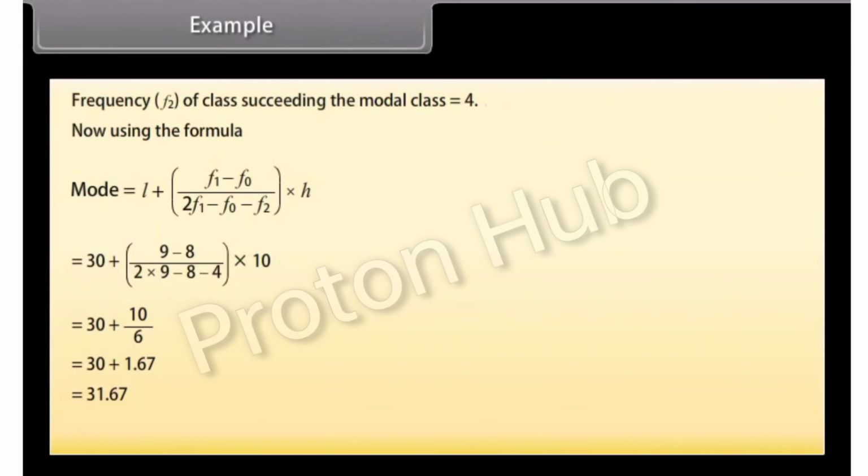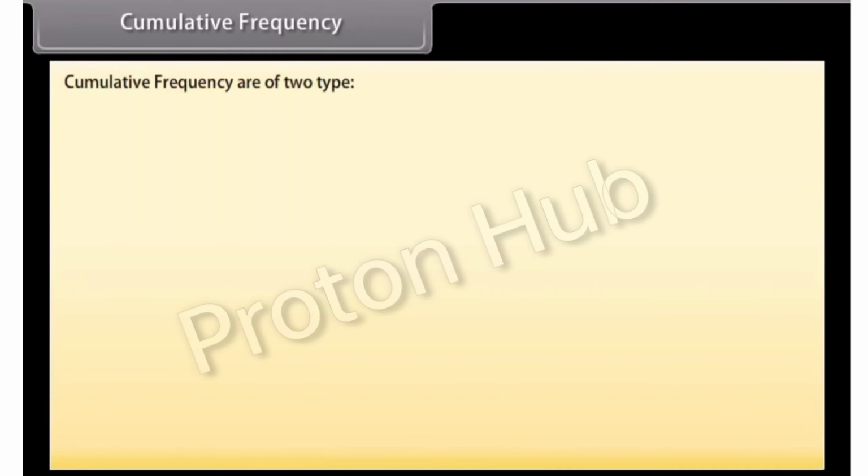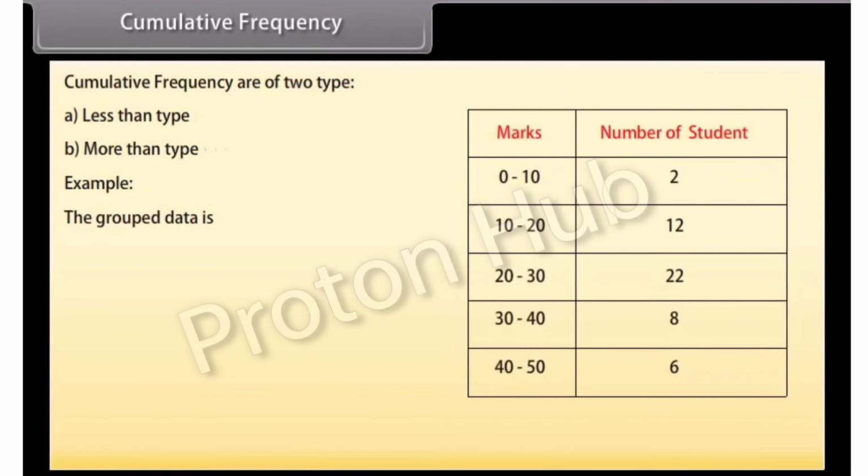Cumulative frequency. Cumulative frequency is of two types: A, less than type, B, more than type. Let us understand it with an example. The grouped data is, for marks 0 to 10, number of students are 2. For marks 10 to 20, number of students are 12.